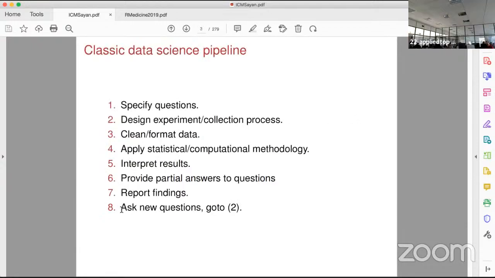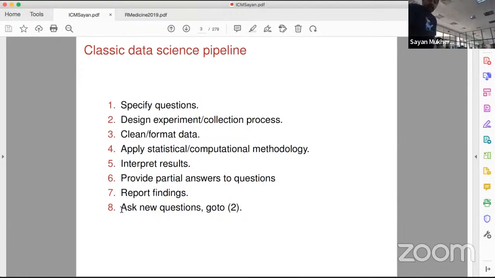Okay. So if you think about data science, the classic pipeline, you first specify a problem, right? Then you design the experiment or the collection process. You have to clean or format your data, unfortunately. Then you apply some statistical, computational, numerical methodology. You want to interpret the results, provide partial answers to the questions, report findings, go back.